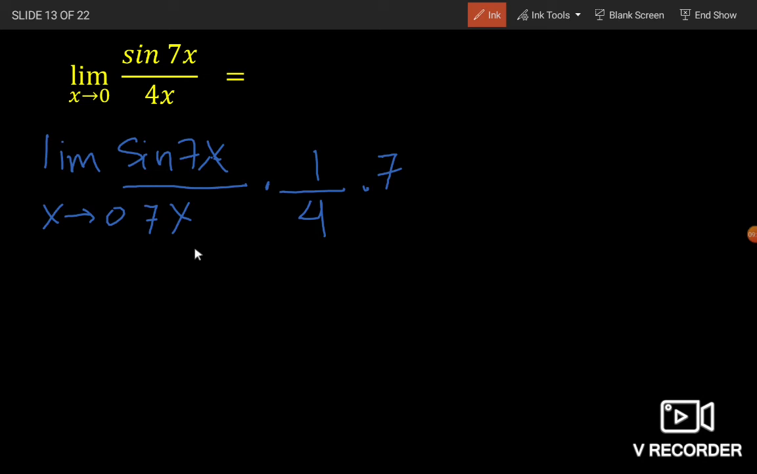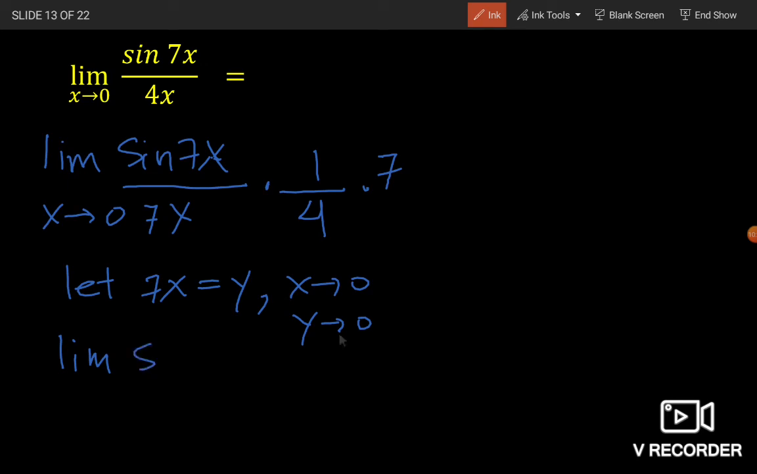But now, I can express this in a different way. Take note, let 7x be equal to y. Now, as x approaches 0, of course, y approaches 0. So therefore, I can now express this in a different way. The limit, assuming that 7x equals y, of sine y over y as y approaches 0, multiplied by 7 over 4.